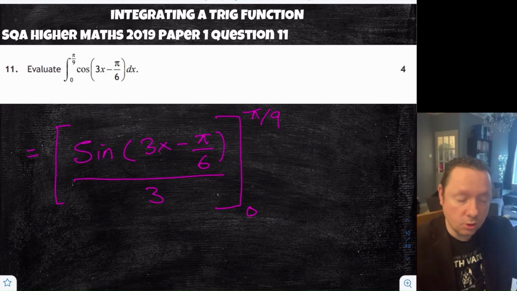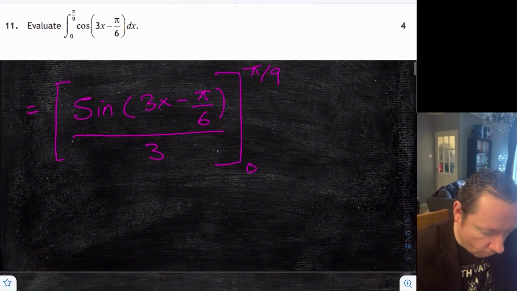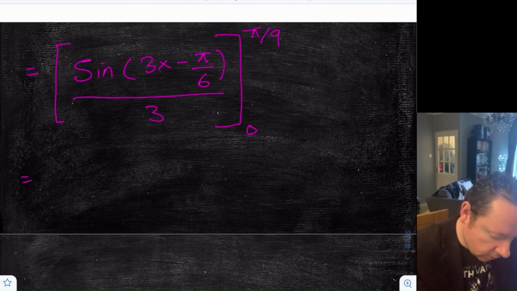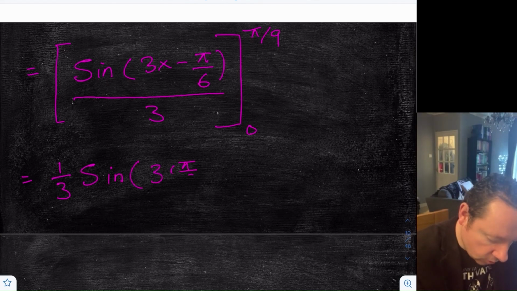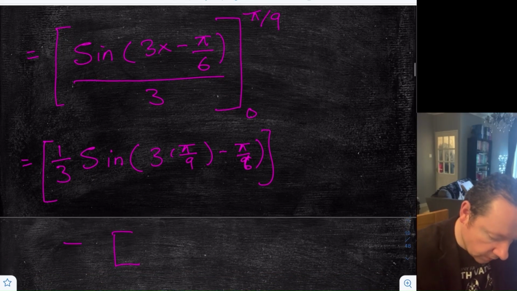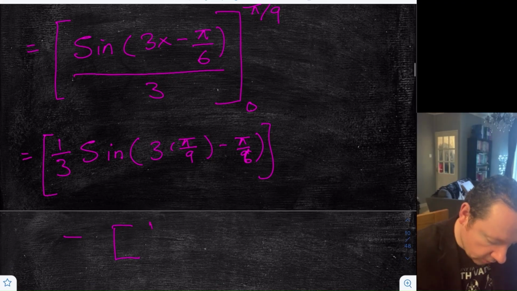Now we need to just substitute in. So that gives us a third of sine, well, 3 times pi over 9, we'll just write, minus pi over 6. That's our first one. Take away our second one, subbing 0 in, so that's a third, sine 3 times 0 minus pi over 6.